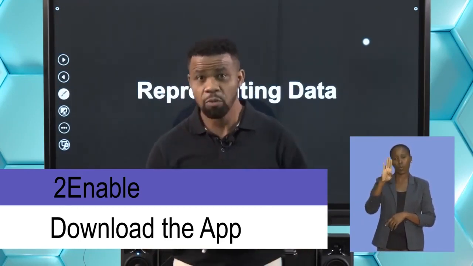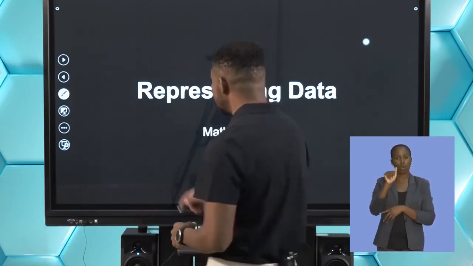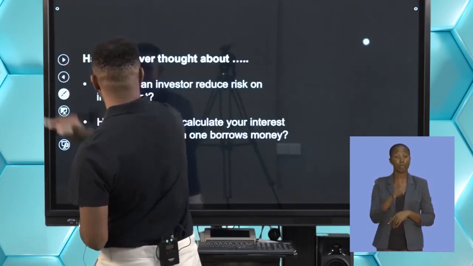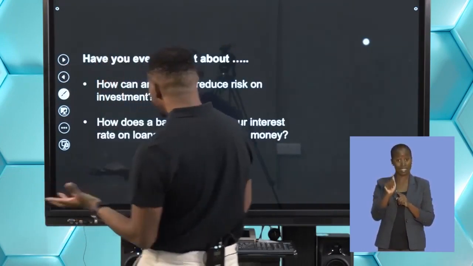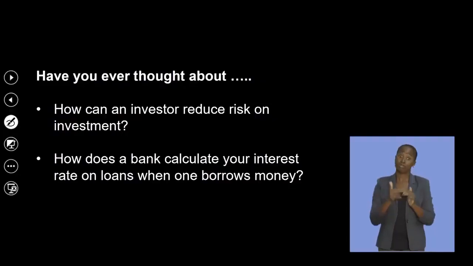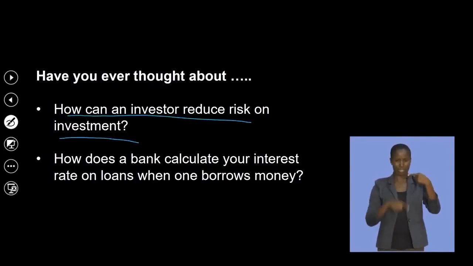This is going to be one of the good lessons. Okay, let's look at what we have today under representing of data. So under representing of data, before we do that, I have a few questions for you to answer. Let's look at the first question. How can an investor reduce risk on investment?